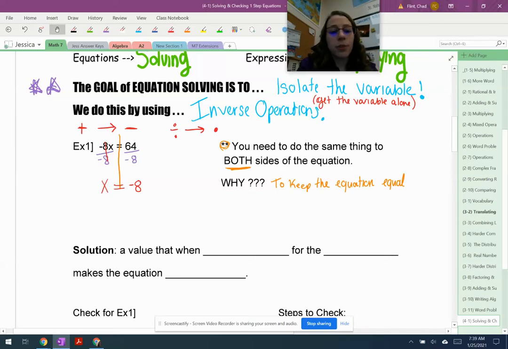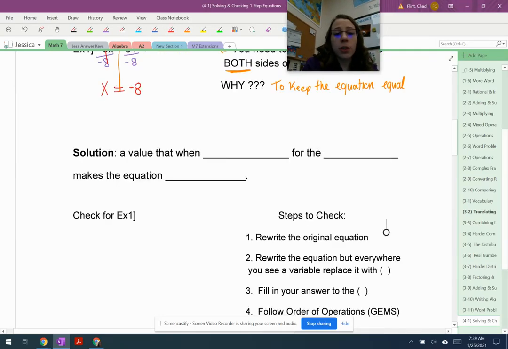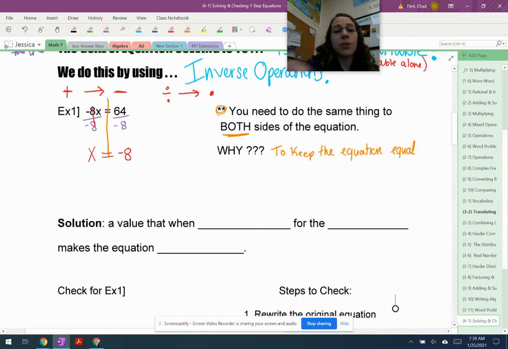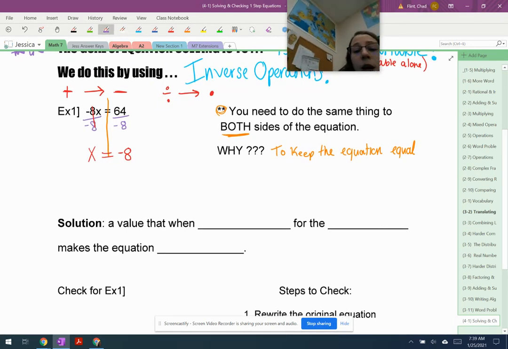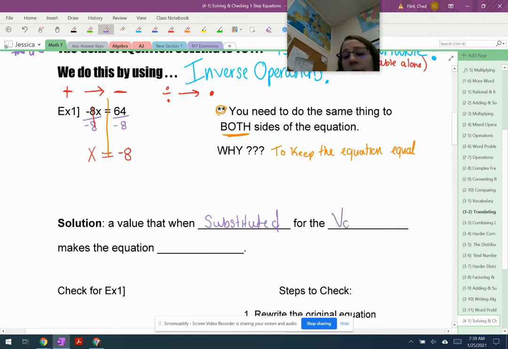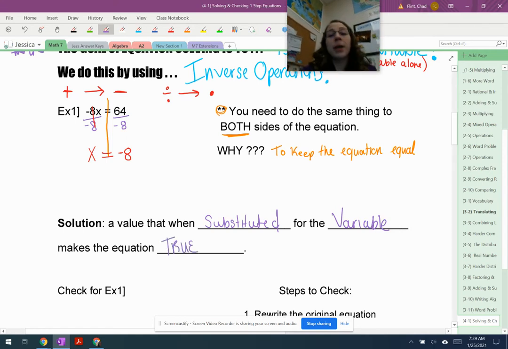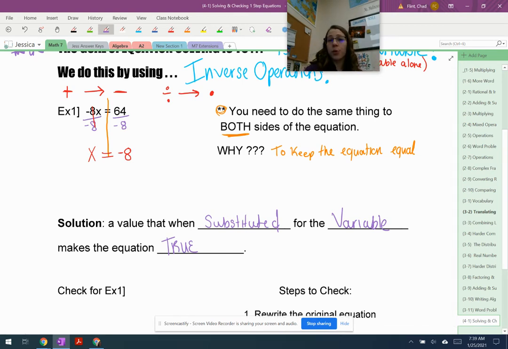Okay, Math 7 4-1. So a solution is a value that when substituted for the variable, it makes the equation true. So basically what that means, if you take your answer and plug it in for the variable, it will make a true equation, something like 5 = 5, something true.